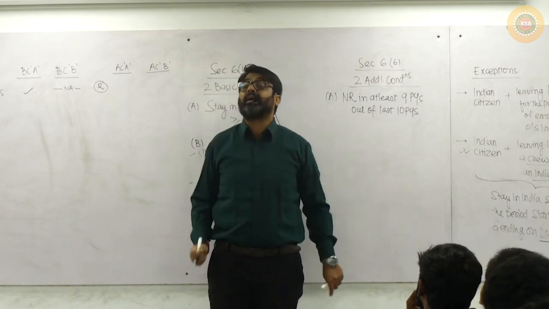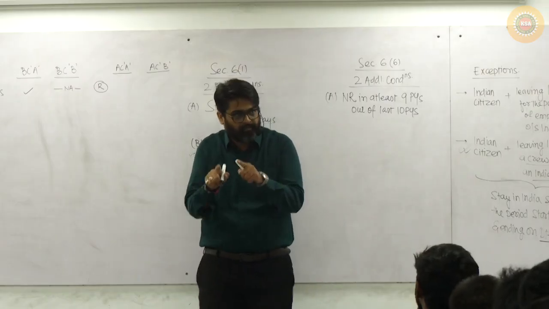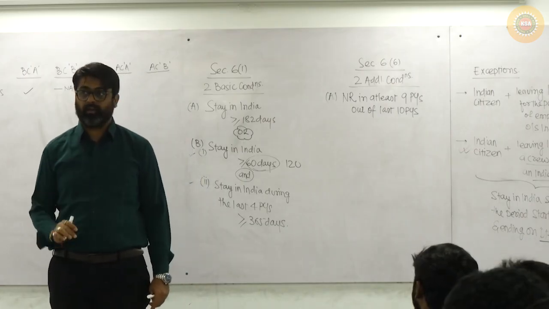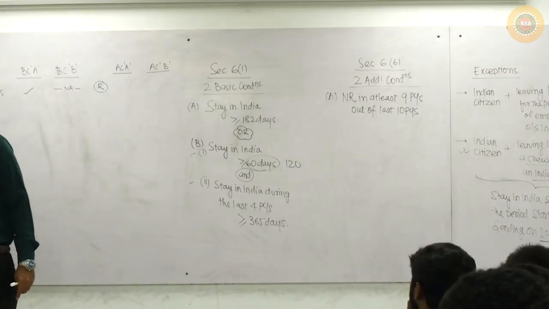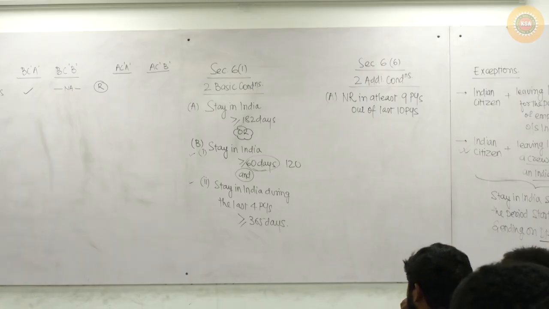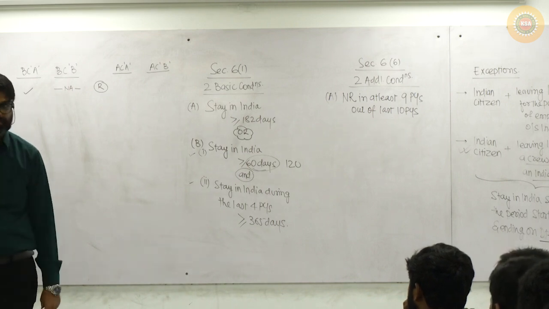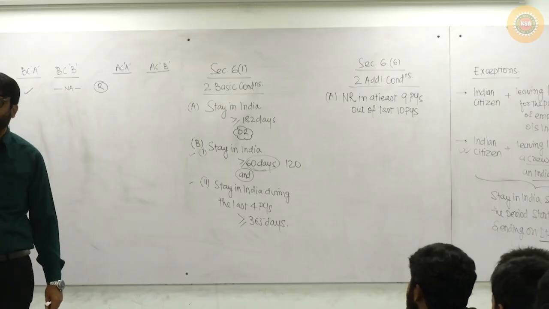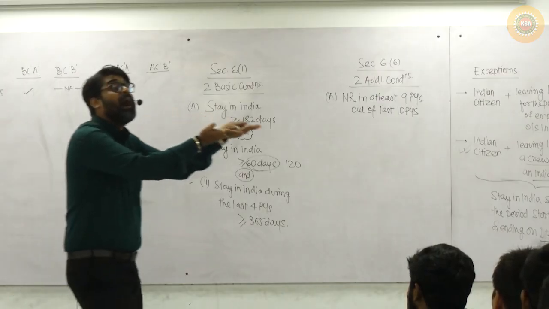So when will you become RNOR? See, the condition which you told me: out of the last 10 years, for minimum 2 years you should be resident, as well as in the last 7 years your stay should be 730 days or more. If both these conditions are fulfilled, you will become ROR. Yes or no? I am not here to make you ROR. The moment you become resident, by default you are ordinary resident. Section 6, subsection 6 gives you an opportunity to become RNOR.